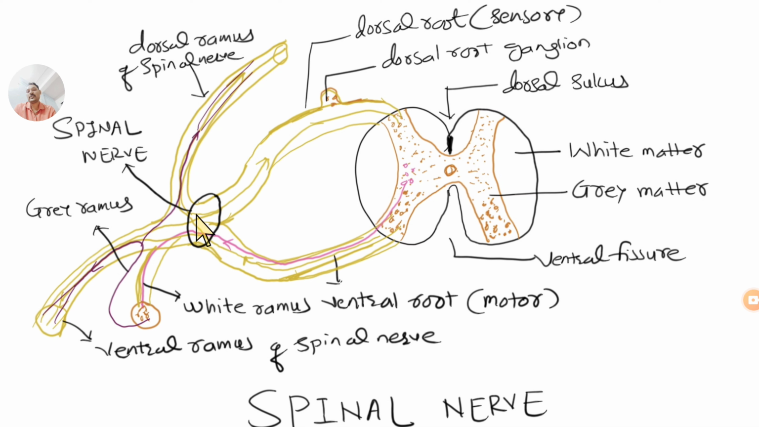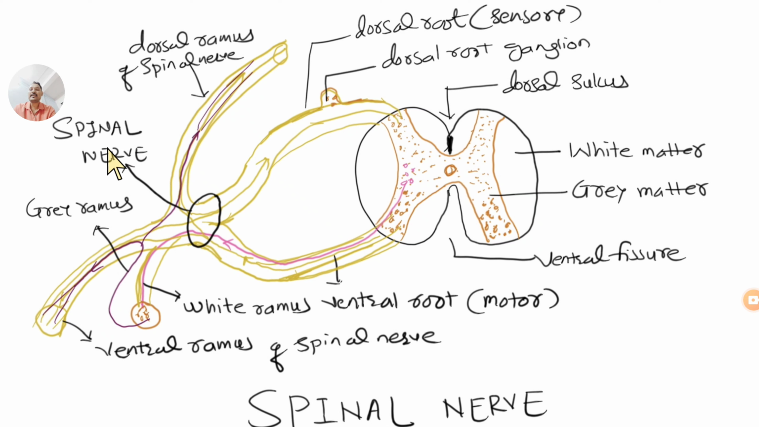Now you see another root entering into the spinal cord. It is bringing the impulses to the spinal cord. This is your dorsal root. It also has a dorsal root ganglion, which is the collection of a few cell bodies which are contributing to this root. But essentially you have to notice two things here: the ventral root and the dorsal root, which are exclusive. This is the sensory, this is the motor, but together they unite to form the spinal nerve.